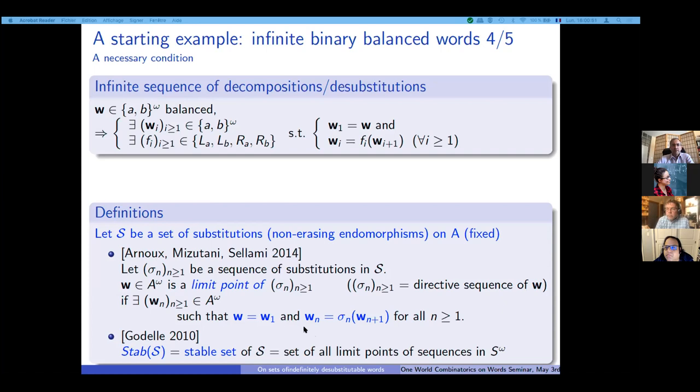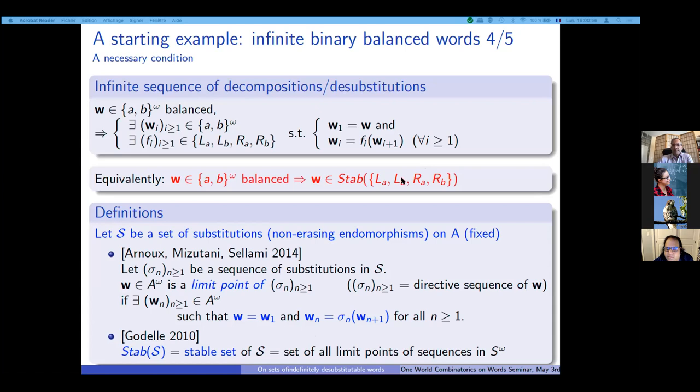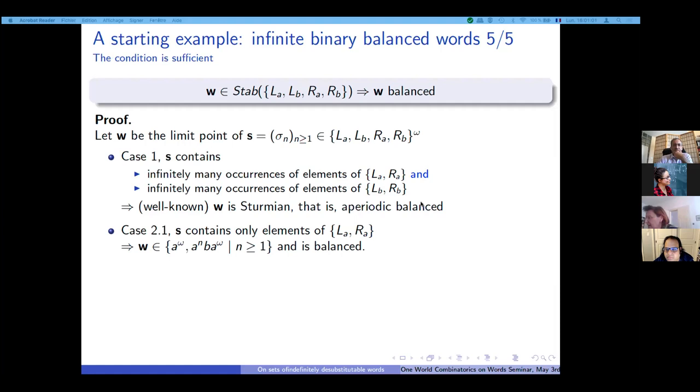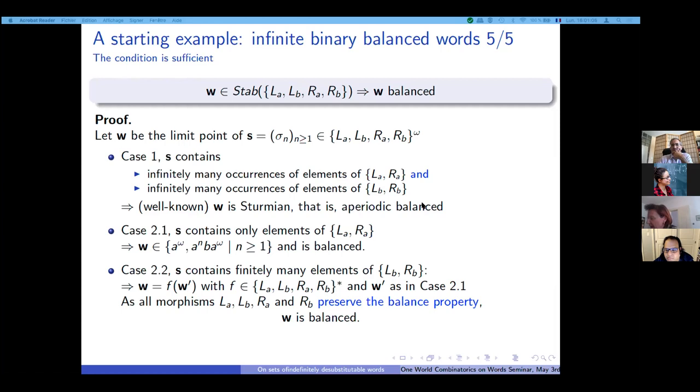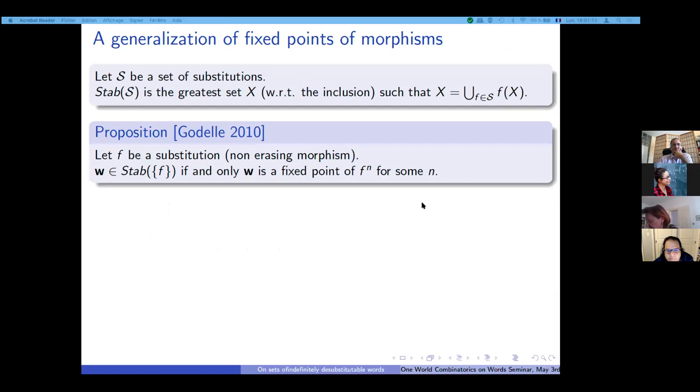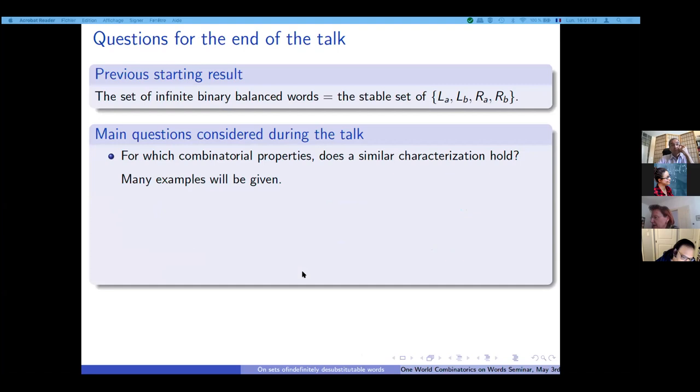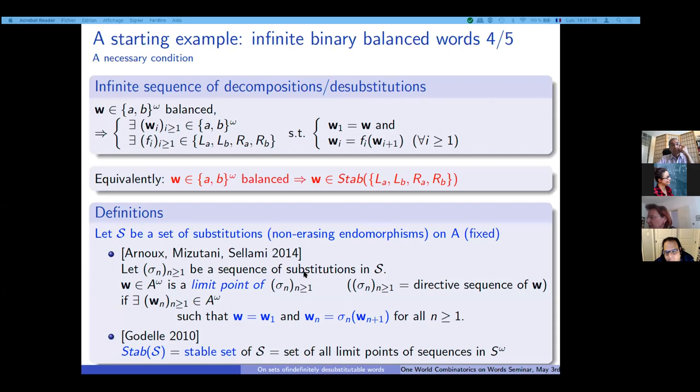Okay. Any other questions? Yes, I have a question. Inspired by your examples, when the set of substitutions is finite, is it true that the stable set is closed under the product topology? Or is it just because the balanced words over a binary alphabet, eventually periodic and Sturmian, form a closed set? It seems that there may be some connection between finiteness of the set of substitutions and closedness under the product topology.